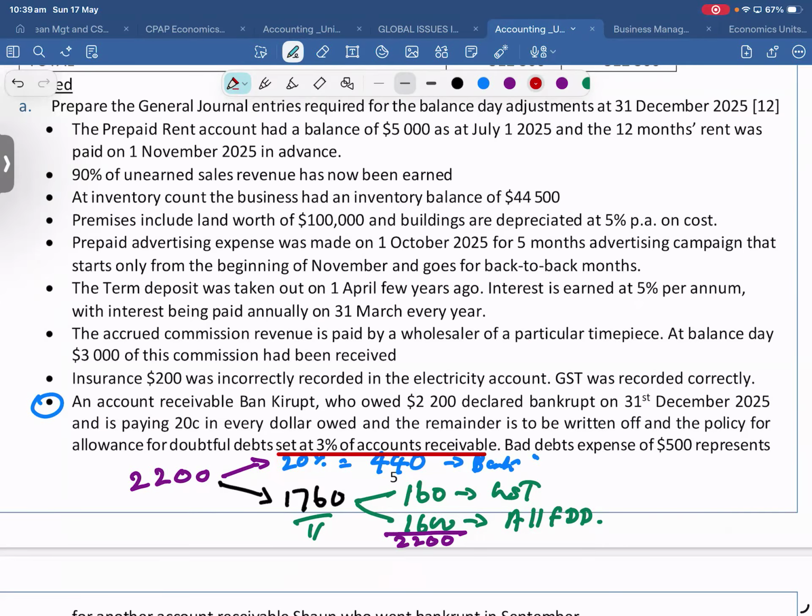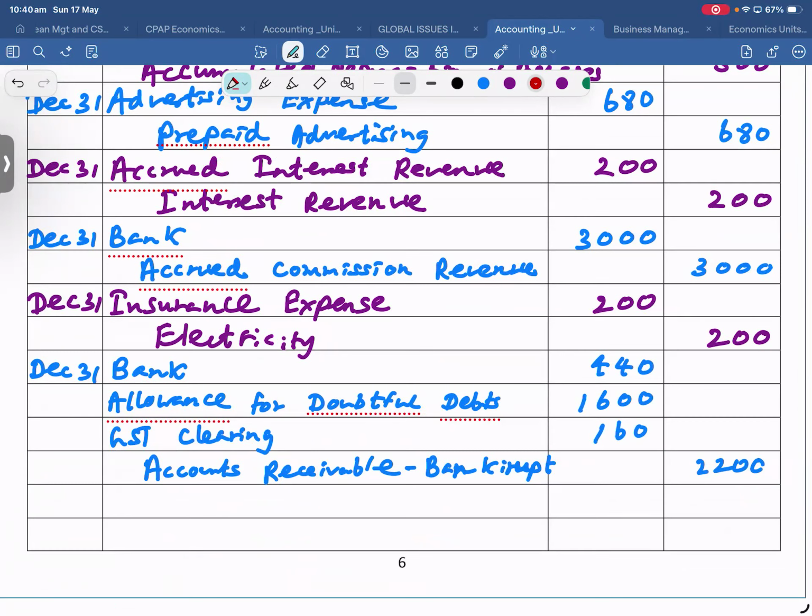Okay, guys. Now you can ask me the other one. Why did we debit the allowance for doubtful debt? All the others make sense. Bank, GST. Allowance for doubtful debt, why did we debit? Usually, allowance for doubtful debt, what is it? It is a credit balance. So why are we debiting now then?